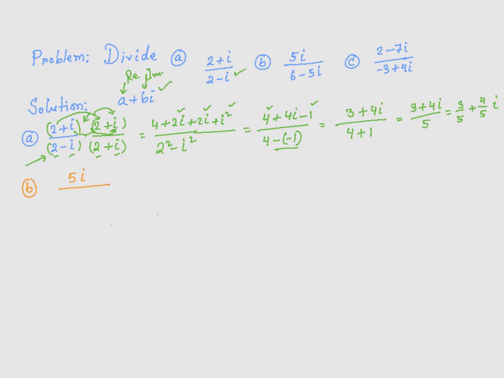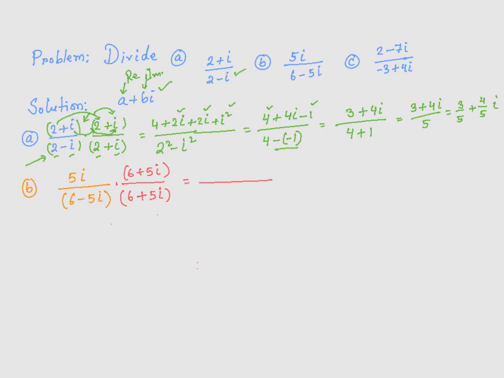5i over 6 minus 5i. Again, we are going to use the same principle. We are going to look at the denominator and multiply both numerator and denominator by the conjugate of the denominator. So what is the conjugate of 6 minus 5i? Obviously, we just switch the sign in front of the imaginary part, so it's going to be 6 plus 5i. I divide by 6 plus 5i, I multiply by 6 plus 5i. It's like multiplying and dividing by a number so that you can get the common denominator when you're dealing with fractions. So it's the same concept.